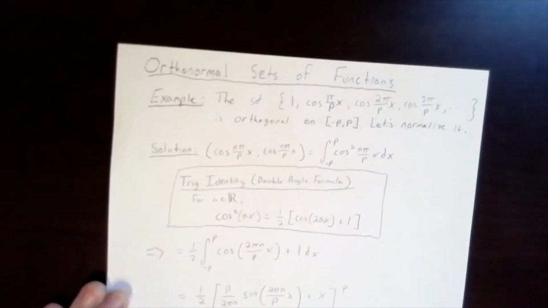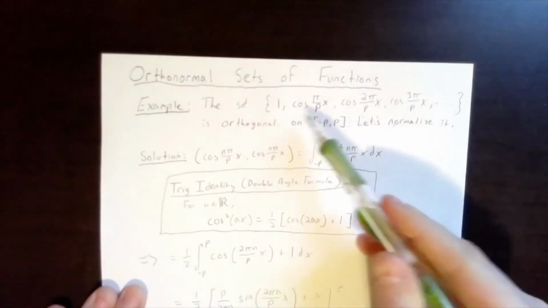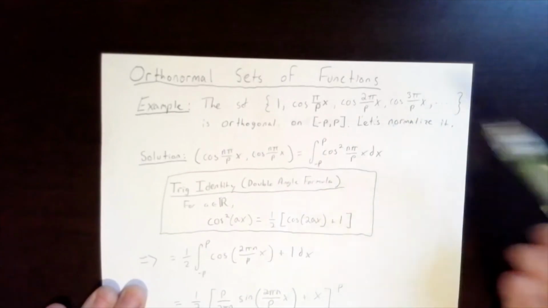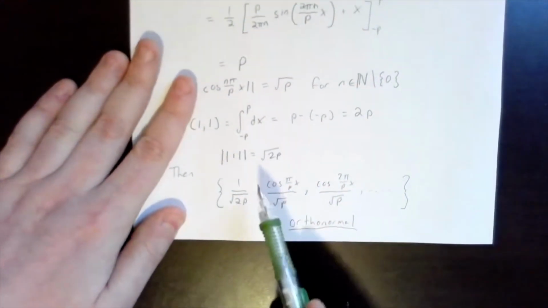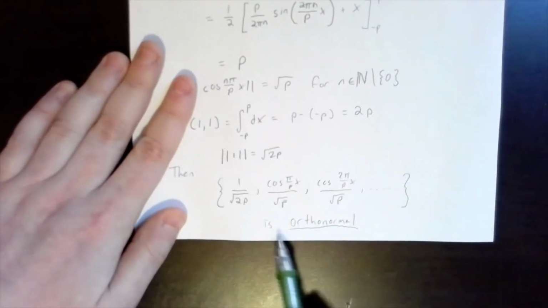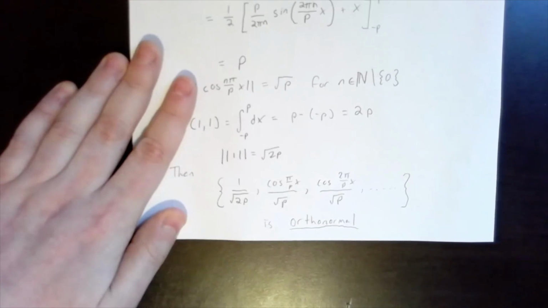Okay, so we have therefore calculated the norm of each of the functions in our infinite orthogonal set of functions, which leads us to the claim that this set of each of the functions divided by their norm is orthonormal.